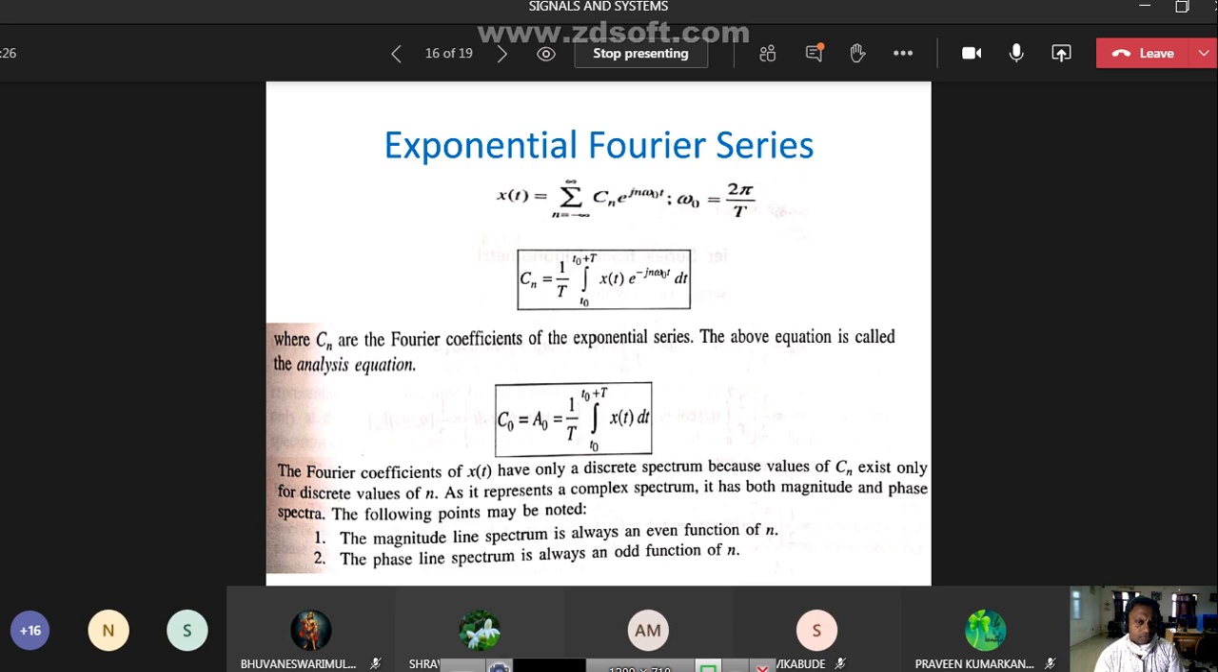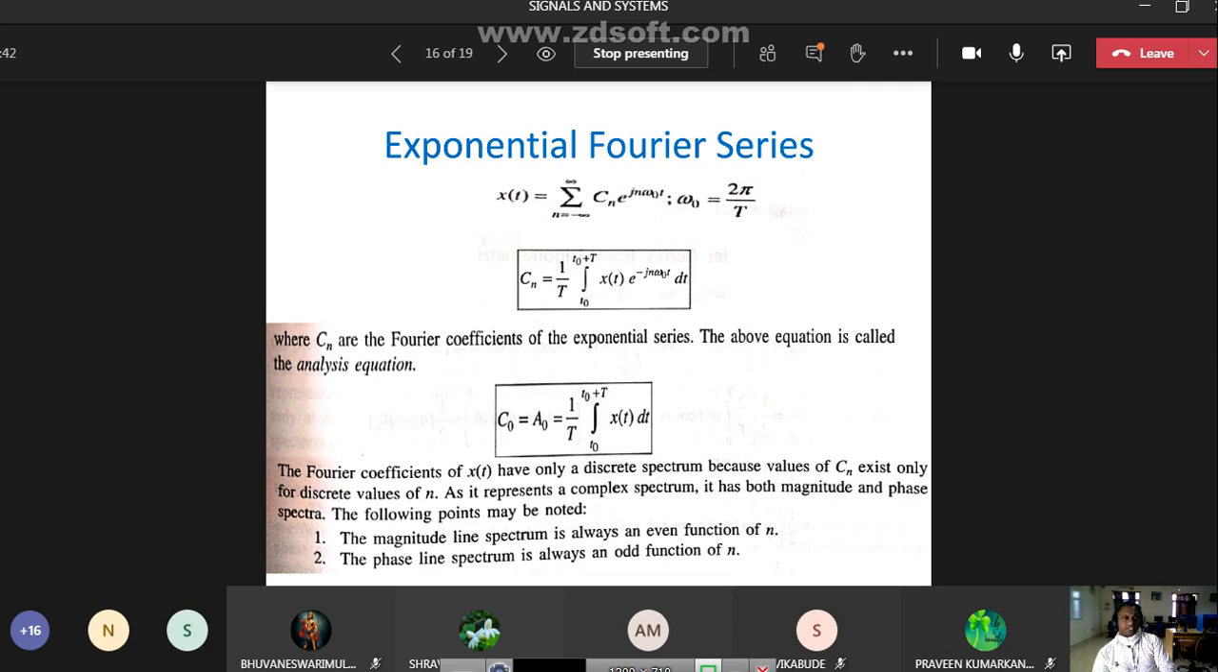x of t is equal to sigma n is equal to minus infinity to infinity cn e power j n omega naught t, where omega naught is equal to 2 pi by T. This is the exponential Fourier series representation, not the trigonometric one.